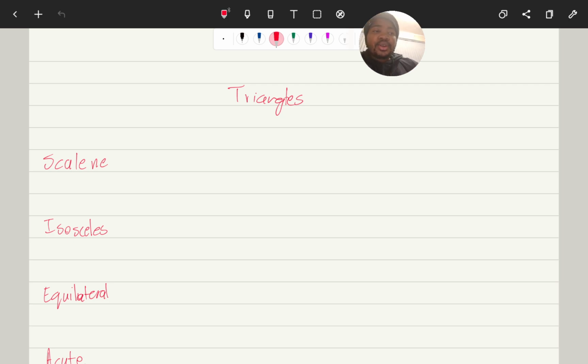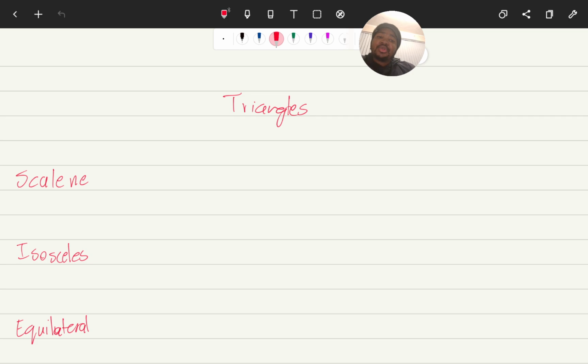So not to waste any time, the first one is scalene. A scalene triangle is a triangle where there's nothing equal. All angles are not equal, all sides are not equal. Remember, a triangle is a shape that has three sides and three angles. What we are saying about scalene is that all three angles are not equal, and all three sides are not equal.